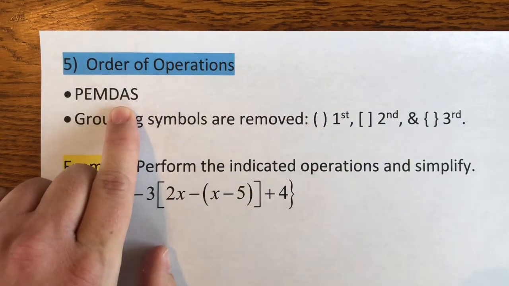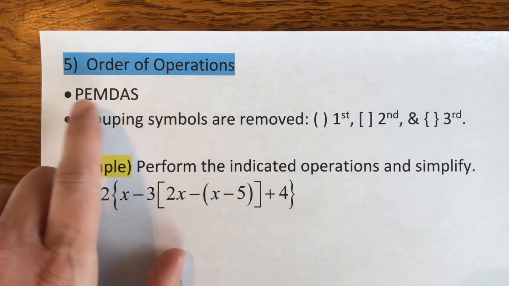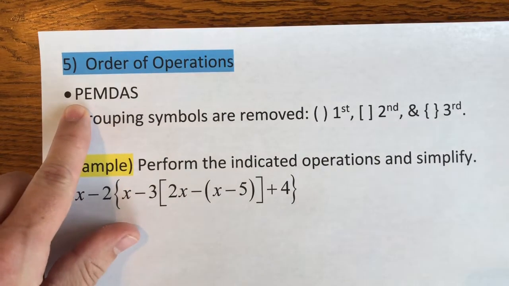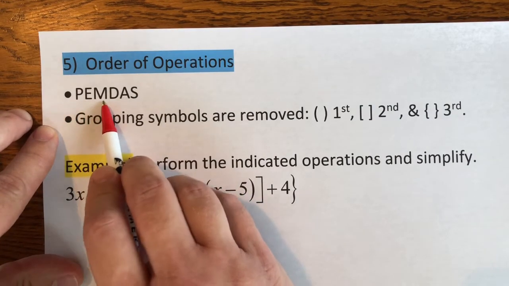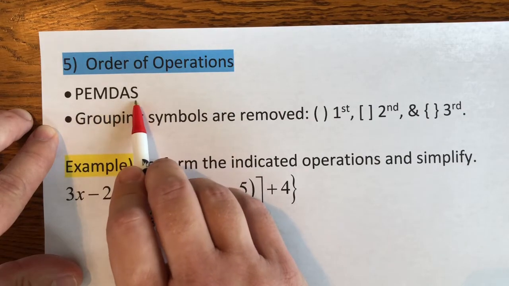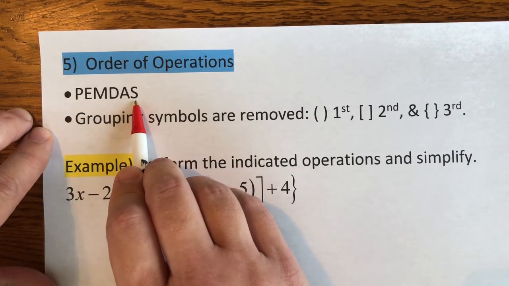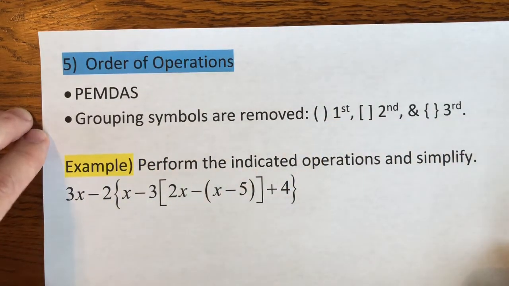PEMDAS. You might have learned it as please excuse my dear Aunt Sally. This just means parentheses or grouping symbols go first, then exponents, then multiplication and division as they occur from left to right, and then addition and subtraction also as they occur from left to right. Grouping symbols normally are removed in this fashion.